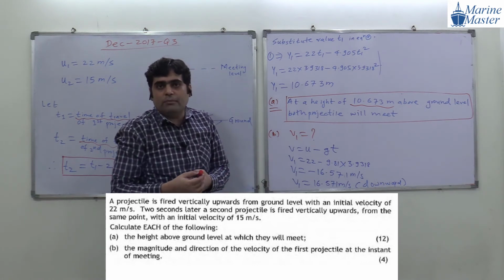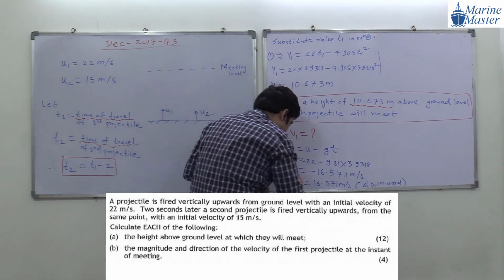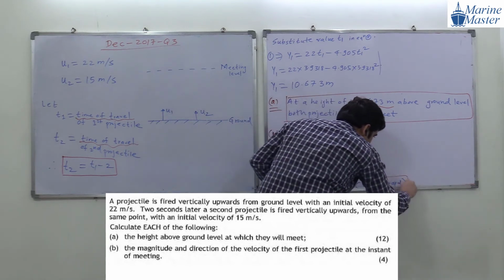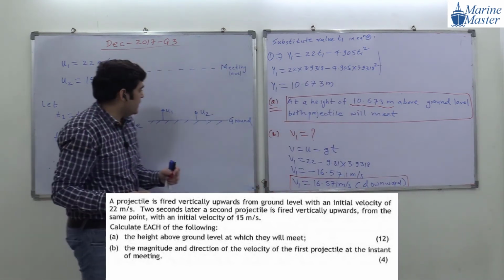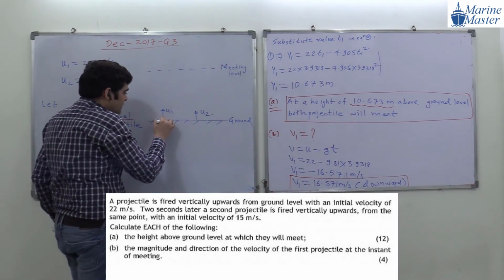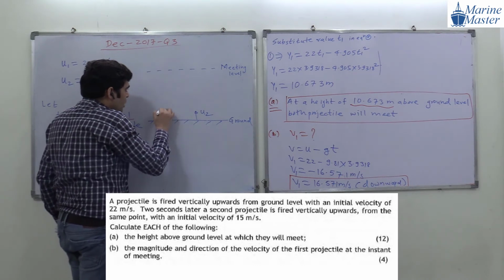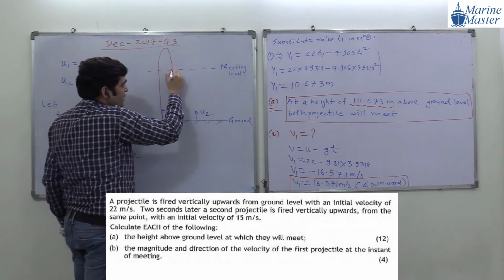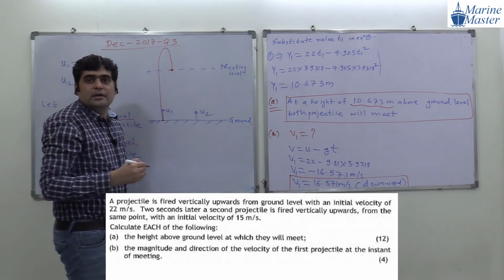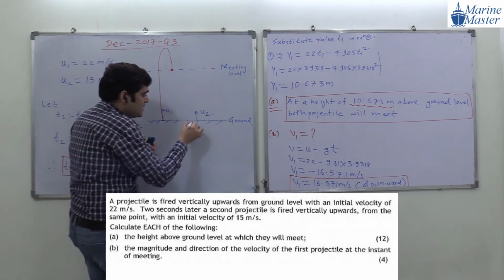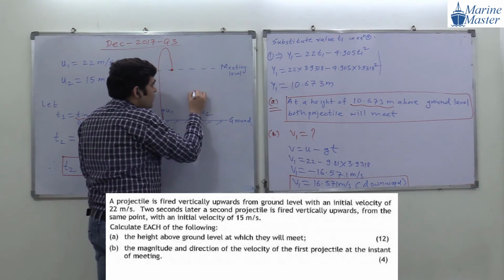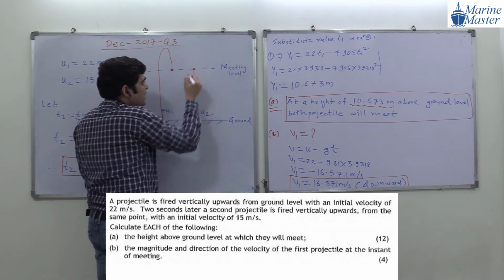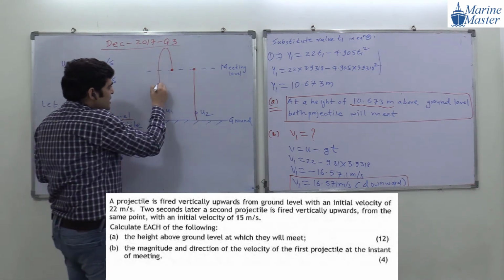And what is the meaning of downward? I will explain that point. So this is our answer of the B part. Now suppose the first projectile starts from here. It will go up until its velocity becomes 0, and it will come back down to this point. After 2 seconds, the second projectile is going up, going up, and it will come here. Try to see the scenario here.